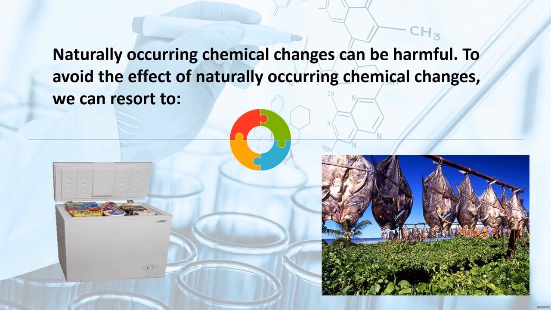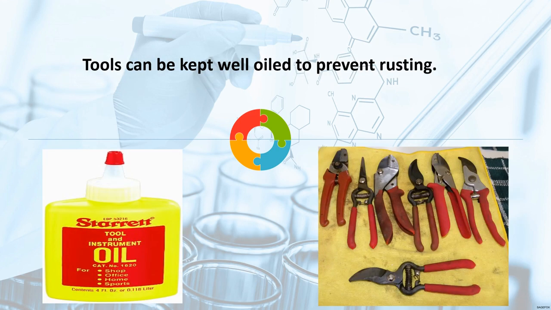Naturally occurring chemical changes can be harmful. To avoid the effect of naturally occurring chemical changes, we can resort to freezing and drying. These two methods preserve food for a longer period of time. Tools can be kept well oiled to prevent rusting. Rusting takes place when chemical reacts with oxygen.